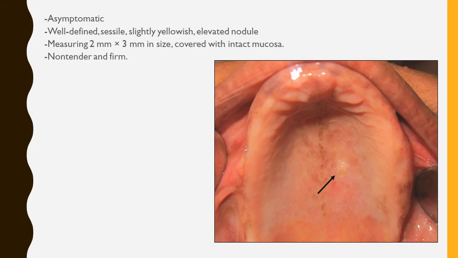Indicated by an arrow is an incidental finding of a well-defined, sessile, slightly yellowish elevated nodule, noted on the left side of the hard palate close to the midline, measuring 2 by 3 mm in size, and being covered with intact mucosa. On palpation, it was non-tender and firm. The patient was unaware of its presence. It was totally asymptomatic.